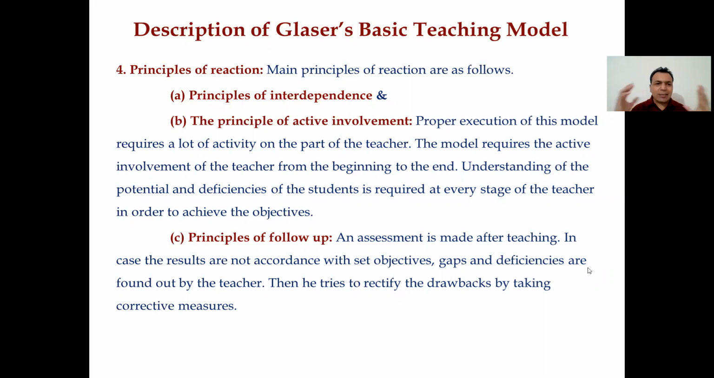Got it, students? Understanding of the potential and deficiency of the student is required at every stage by the teacher in order to achieve the objective. Principle of follow-up: assessment is made after teaching, right? Because the last, the fourth component of the Glaser teaching model, talks about the performance assessment. The teacher checks and assesses that. In case the results are not according to the set objectives, gaps and deficiencies are found out by the teacher, then he tries to rectify the drawbacks by taking corrective measures, right?